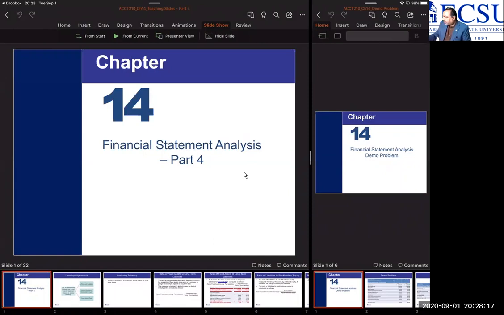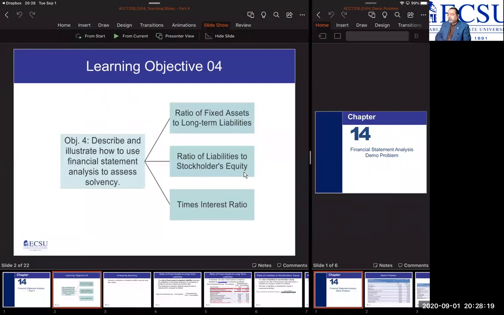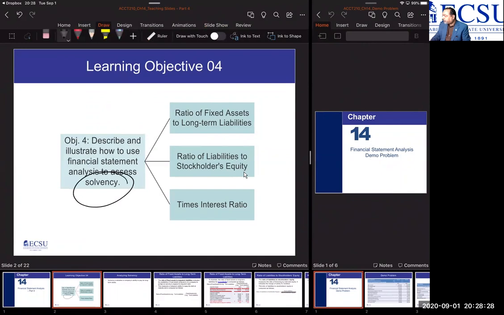Now in this part, I'm going to deal with learning objective number 4. As you can see, learning objective number 4 deals with the problem of solvency. So that's what we are going to talk about, the solvency problem. Now, basically, solvency looks at a longer term perspective of the availability of assets to pay off the liabilities in the long run.